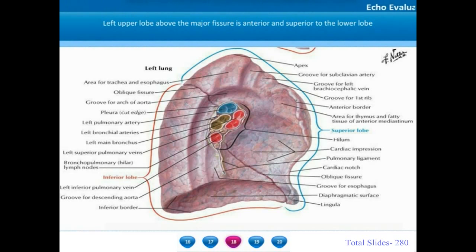On the left lung, the upper lobe that includes the lingular lobe is anterior and superior to the major fissure. The entire lower lobe is posterior and inferior to the major fissure.